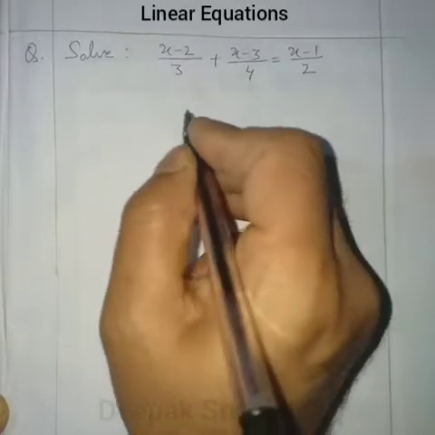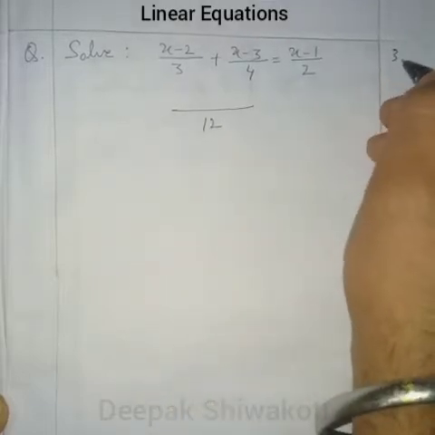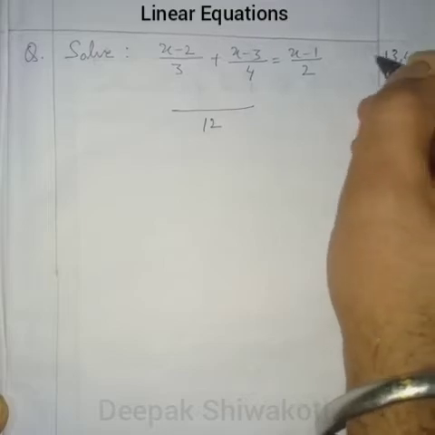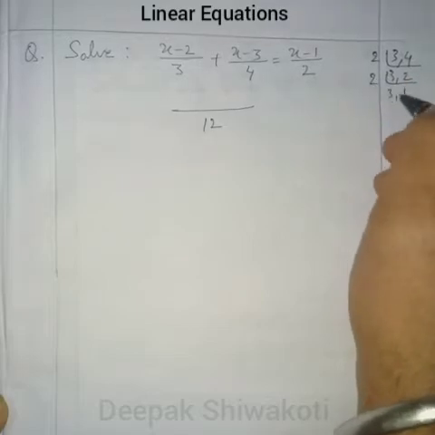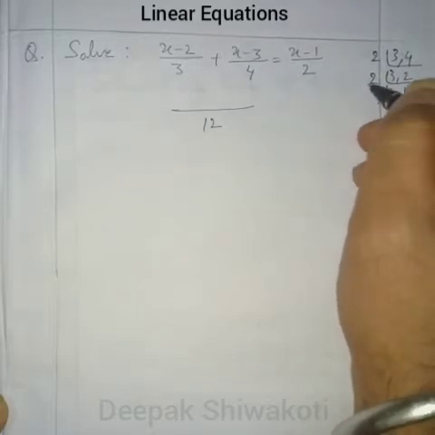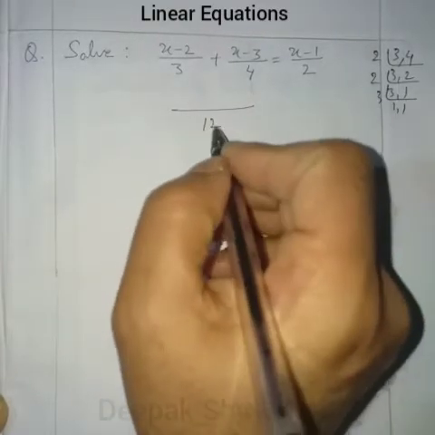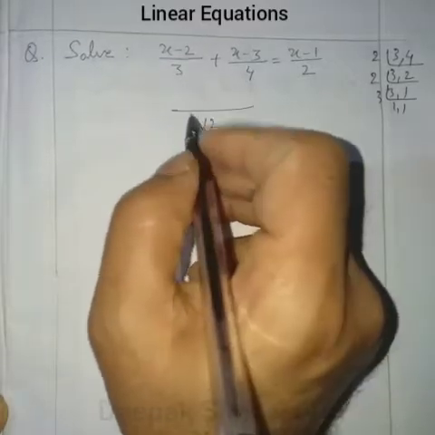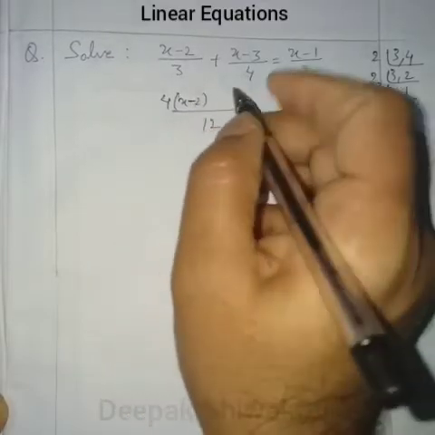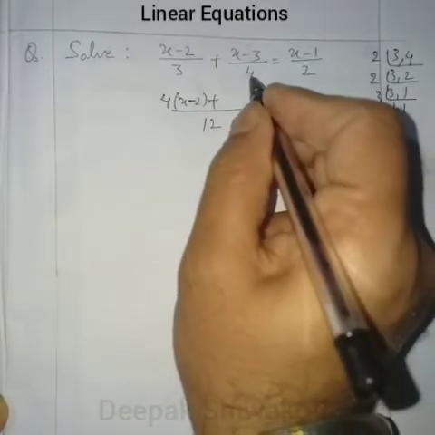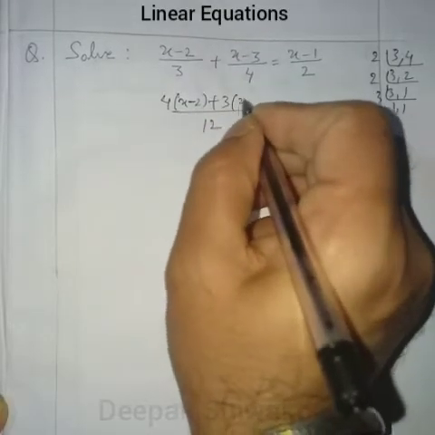3 and 4, the LCM will be 12, isn't it? You can do it by factorizing these two numbers: by 2 two times, by 3 one time, 3 twos are 6, 6 twos are 12. So that is the LCM. All these things you know only. So 12 will be divided by 3, 3 fours are 12, and that 4 will multiply with this x minus 2. Plus this 12 is divided by 4, 4 threes are 12, and the 3 will multiply this numerator. This is the process.